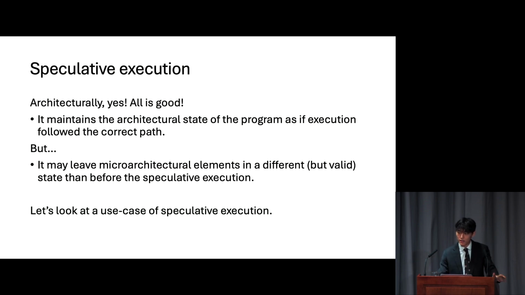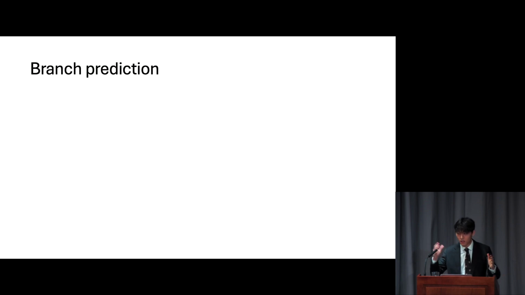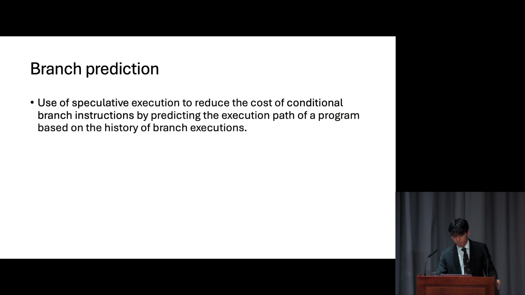Okay, we're going to first look at a use case of speculative execution, which is branch prediction. It's a use of speculative execution to reduce the cost of conditional branch instructions by predicting the execution path of a program based on the history of branch executions. So this actually talks about a specific branch prediction, which is dynamic branch prediction, but we don't need to get into that. Okay. So you can think about this as if statements.